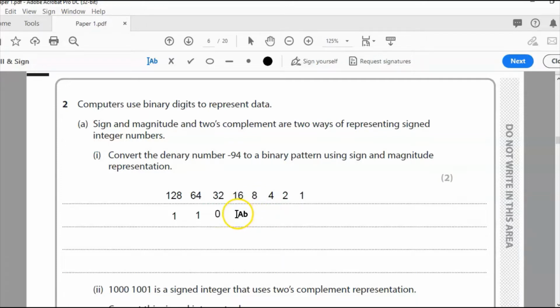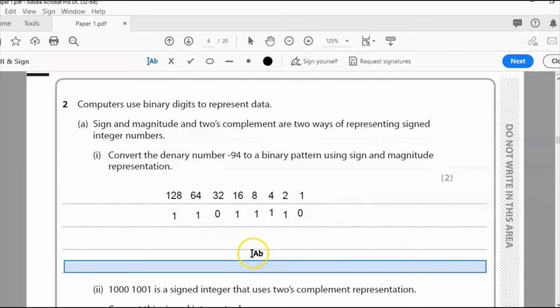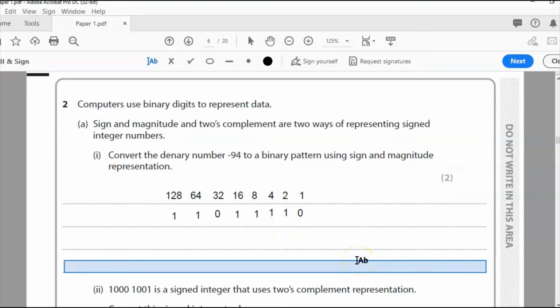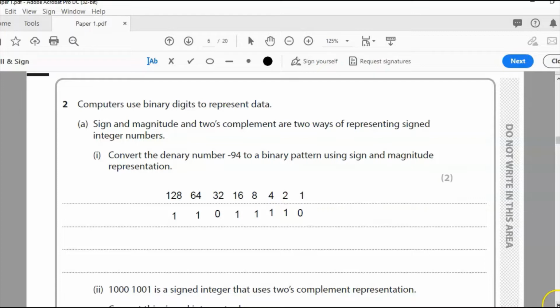So I need a 16, that brings me to 80. Then I'll take that 8, that brings me to 88. Then I'll take the 4, that brings me to 92. And I'll take the 2, that brings me to 94. And because I placed the 1 there at the beginning, that is negative 94. So the answer then is 1101 1110, and that's 2 marks.